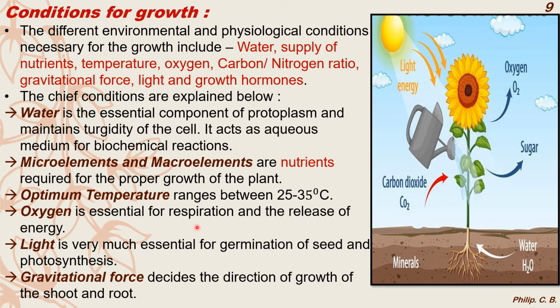Oxygen is essential for respiration. As we know, during photosynthesis, oxygen is released, but for respiration purpose, oxygen is needed and the release of energy takes place during respiration. Then light, which is very much essential for germination of seed and photosynthesis, because if there is no light, no heat, no temperature, the germination of seed may not take place, and thereby no photosynthesis. Then gravitational force decides the direction of growth of shoot and root. So as we know, because of the gravitational force, the root moves inside the ground and the shoot above the ground.